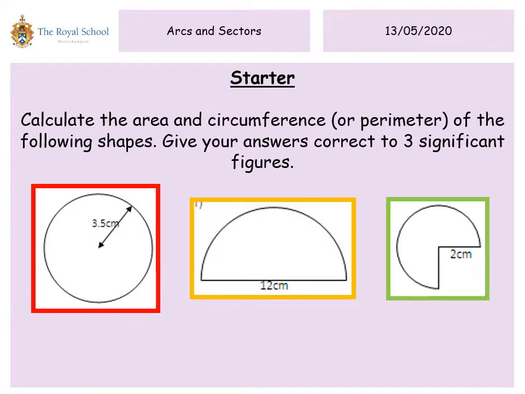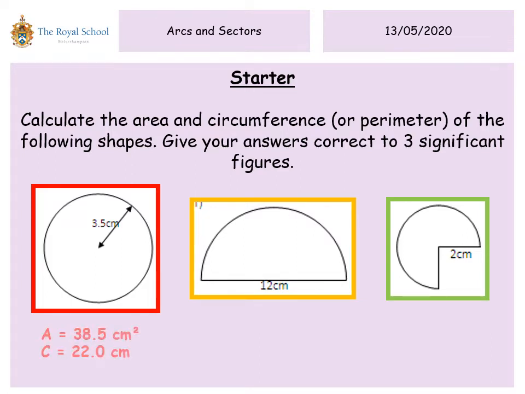So if you can calculate the area and the circumference, or perimeter if it's not a full circle, of the following shapes, please, and give your answers correct to 3 significant figures. If you'd like to have a go at those questions, I'm going to pause the video until you're ready to continue, and then I'll run through some answers.